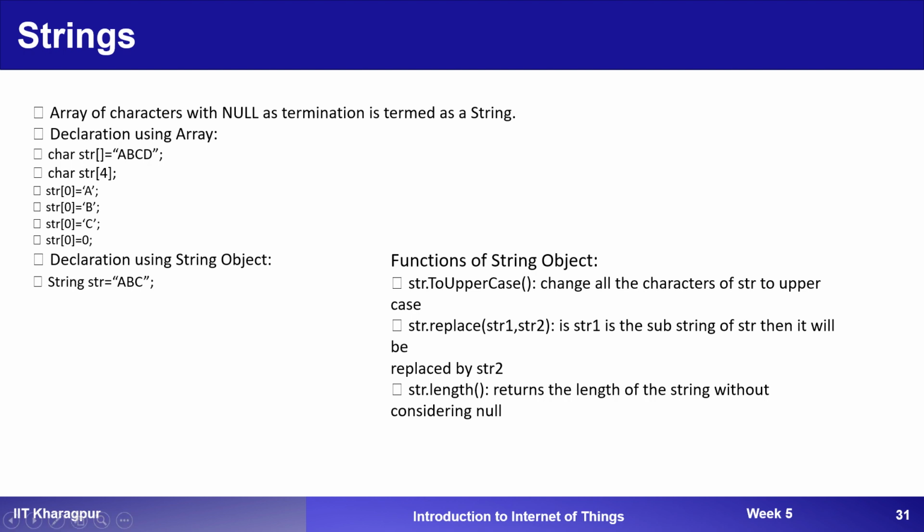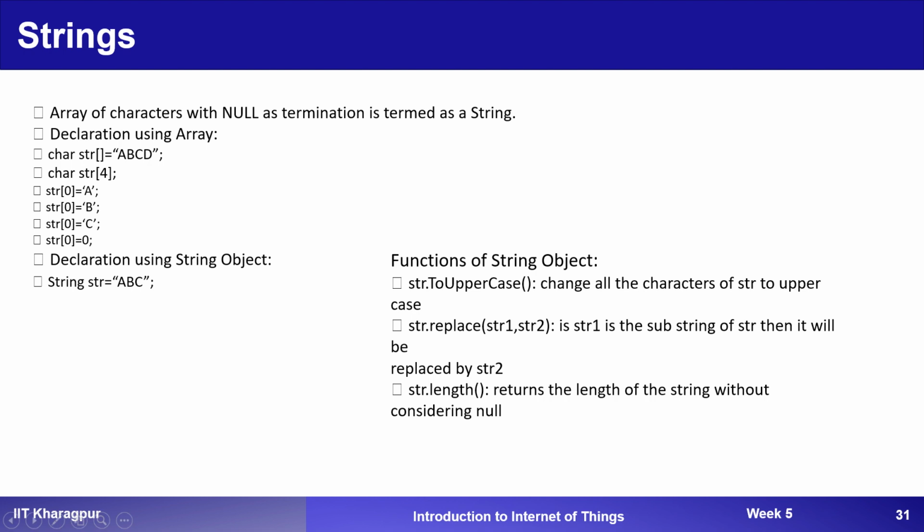So here at position 0, you are going to store A. At string position 1, you are going to place B. At string position 2, you are going to place C. And at 3, you are going to place D. And at the 5th position, there should be a termination, right? So this is for ABCD.